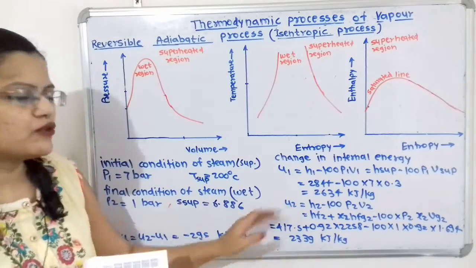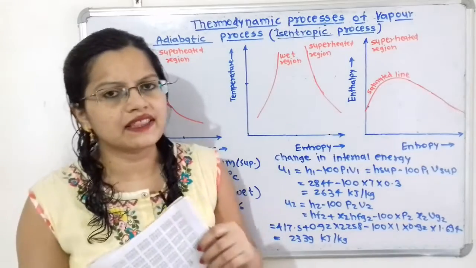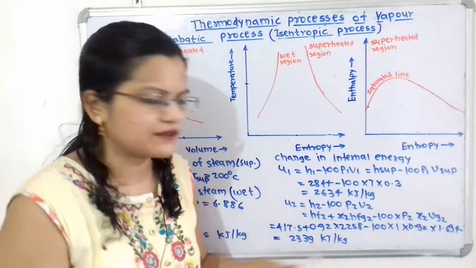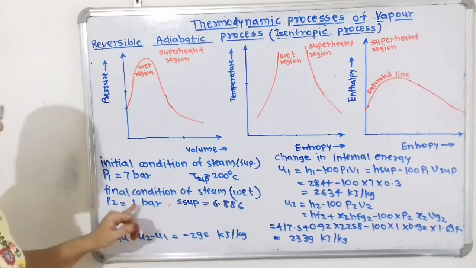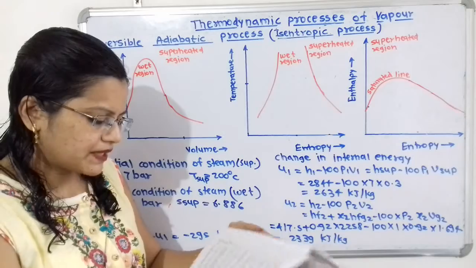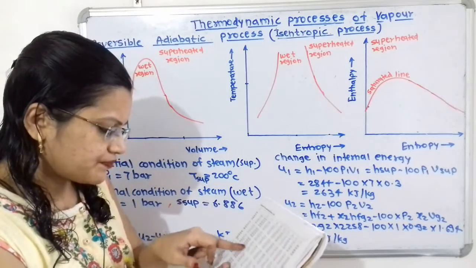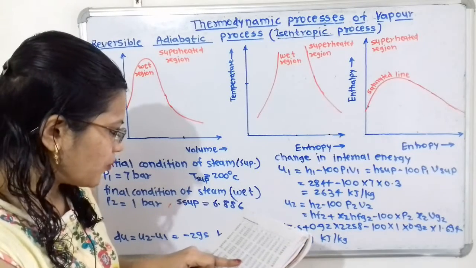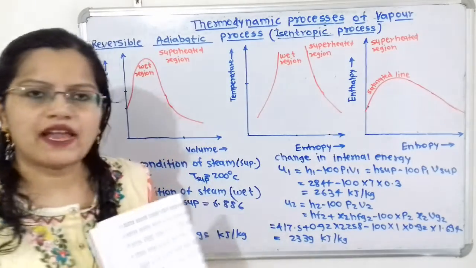Now we will calculate U2. U2, the final condition, is wet steam. So how to calculate the enthalpy for wet steam? H2 is equal to Hf2 plus x2 Hfg2. Now these Hf and Hfg values we have to take for a pressure of 1 bar. So we will refer to the pressure table, and for a pressure of 1 bar we take Hf, which is given as 417.5, and Hfg, which is 2258.